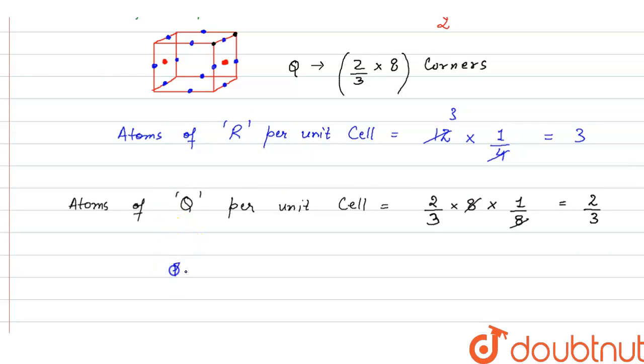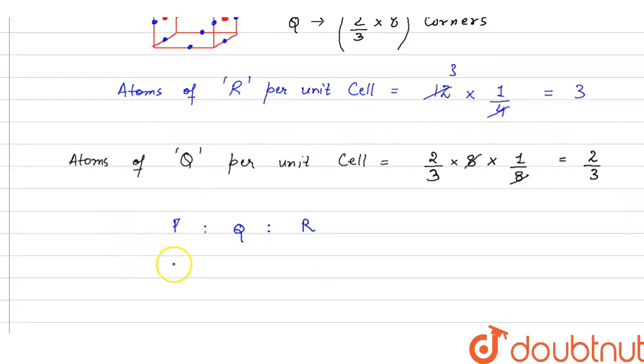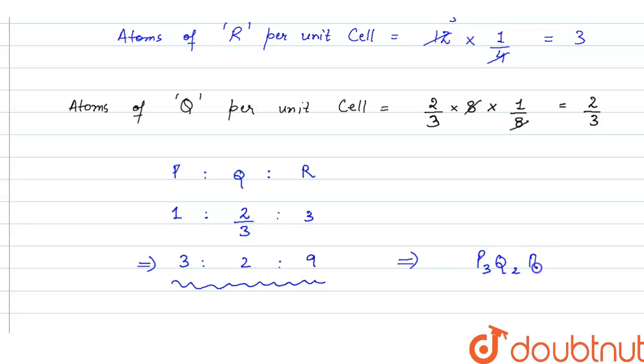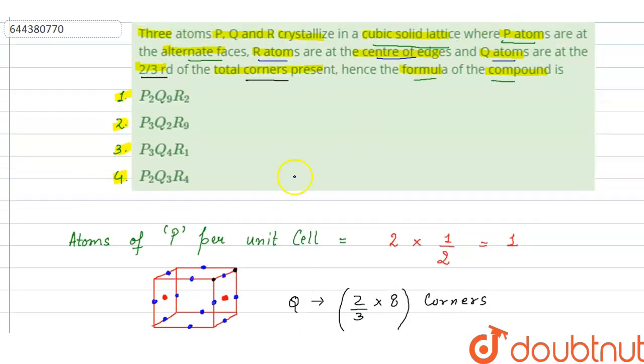Now the ratio of P, Q and R will be equal to, P is 1, Q comes out to be 2 by 3 and R comes out to be 3. Now to simplify this, we will multiply it by 3. So the final ratio will be 3 to 2 to 9, right? So this is the final ratio of P, Q, R. So the empirical formula will be P3Q2R9. So this is the final empirical formula of the compound. So if we look at the options, this formula is given in option 2. So here option 2 is the correct answer. Option 2 is the answer.